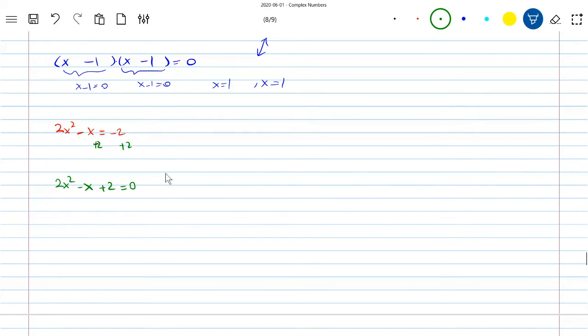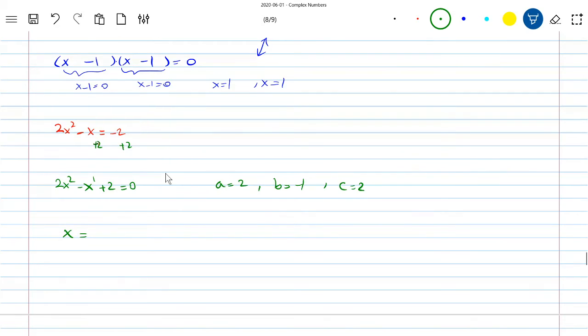Normally they say write in descending order. That means write it from the highest degree to the smallest one: x squared, x to the power 1, and the last one does not have any x, so it is x to the power 0. But if you do this, now you can see that a is 2, b is -1, coefficient of x, and c is 2. You can use the quadratic formula.